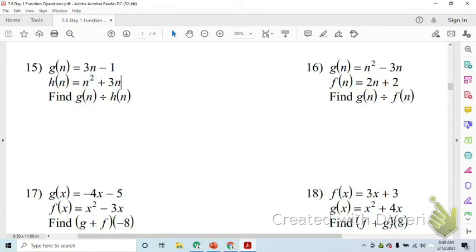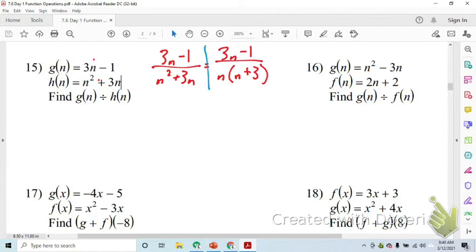So we're taking g and we're going to put it over h. So 3n minus 1 over n squared plus 3n. The first thing I recognize is that the top cannot be factored. This is 3n minus 1. But the bottom can. We can take an n out, and we're left with n plus 3. So, ladies and gentlemen, here's our issue. This is done. We can leave our answer like that, or we could even leave our answer like this.